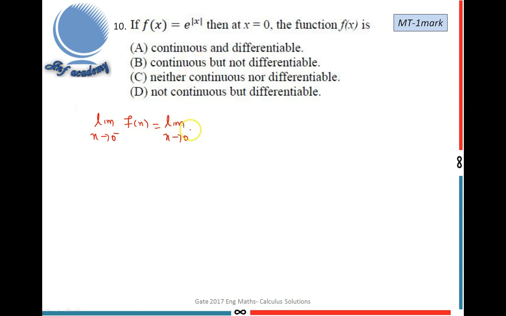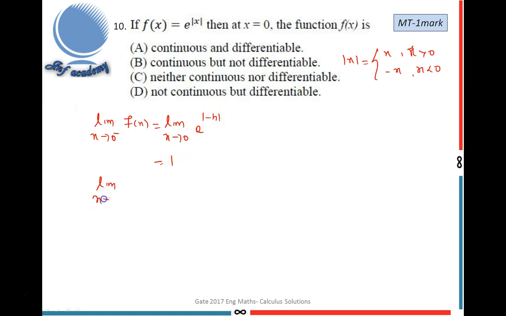f of x is e power modulus x. That means the modulus x function. How to define the modulus x function? If x is greater than 0, it is x; if x is less than 0, it is minus x. This is the definition of modulus x. In this case, as x tends to 0 minus, so e power modulus minus h. This is also plus h. As h tends to 0, e power 0 is 1.